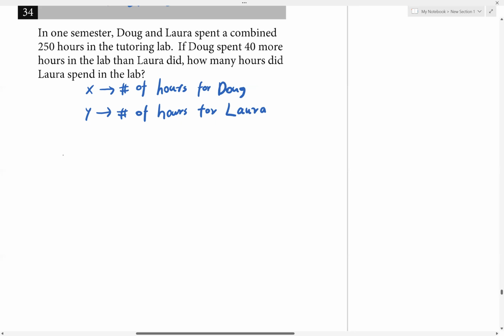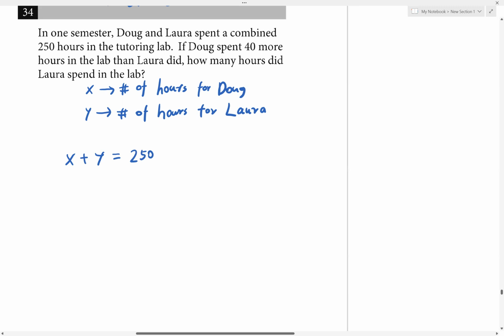So we can say, if they spend a total of 250 hours in the lab, x plus y, the number of hours for Doug plus the number of hours for Laura, should equal a total of 250.